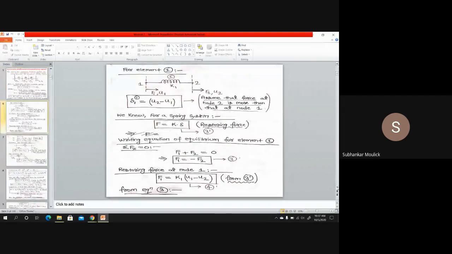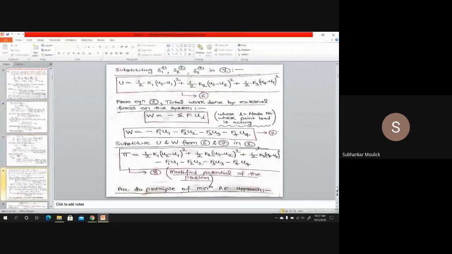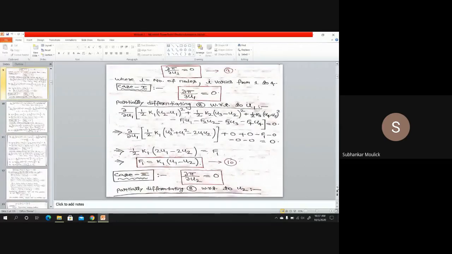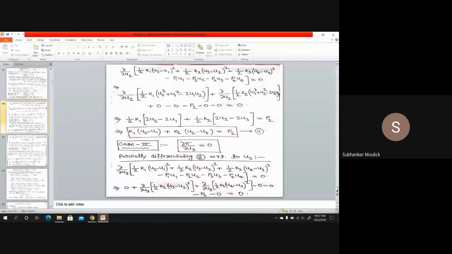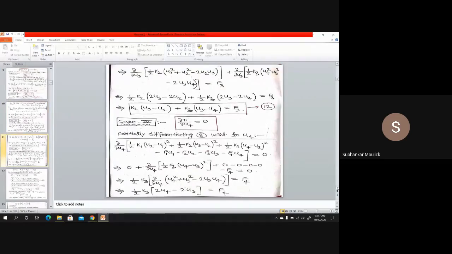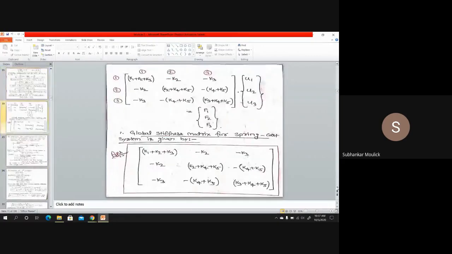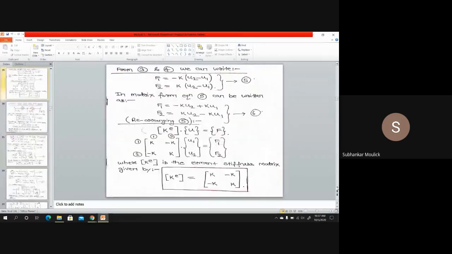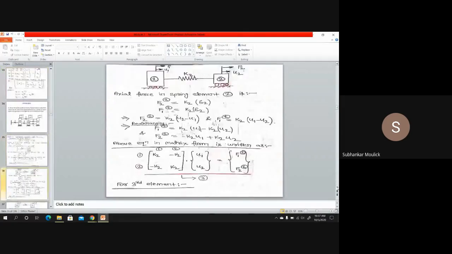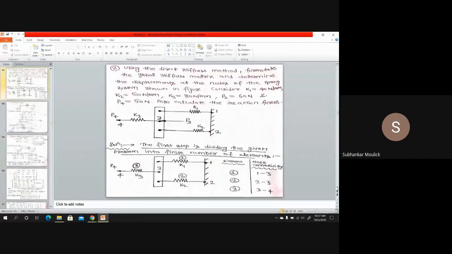If you remember, we were solving the problems related to the direct stiffness method, and in the last few classes we have derived the global stiffness matrix for a particular problem by the direct stiffness method. Today we will solve some numerical problems related to that direct stiffness method. So let us take the first problem of today's class, and that problem is, yes, this one.